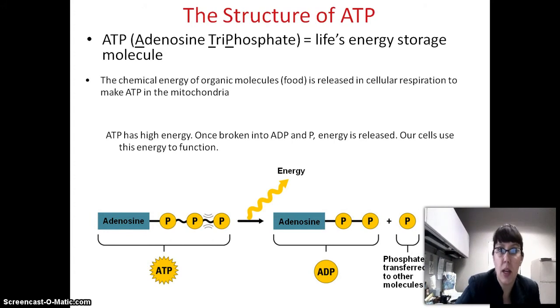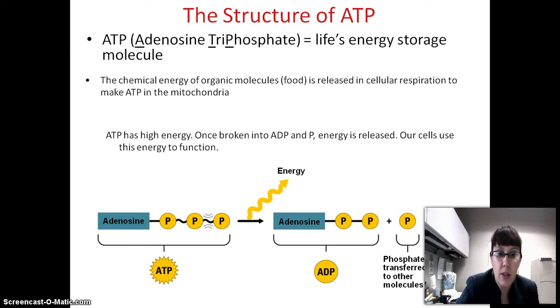So let's start with the structure of ATP. ATP stands for adenosine triphosphate, and it's thought of as sort of life's renewable battery. So we've got this molecule that's composed of four different parts: an adenosine, which is a nucleic acid, and three phosphate groups. These phosphate groups have got phosphorus and oxygen in them. Now, between the different phosphate groups are phosphate bonds, and as you might recall from earlier in the semester, covalent bonds contain energy, and ATP has got a high amount of energy.